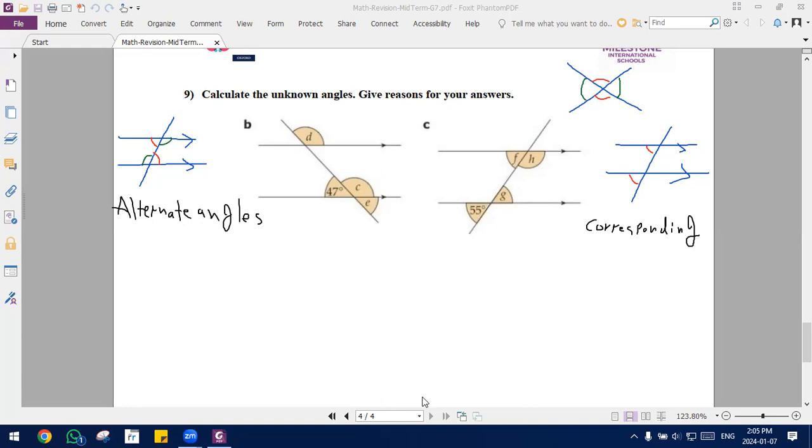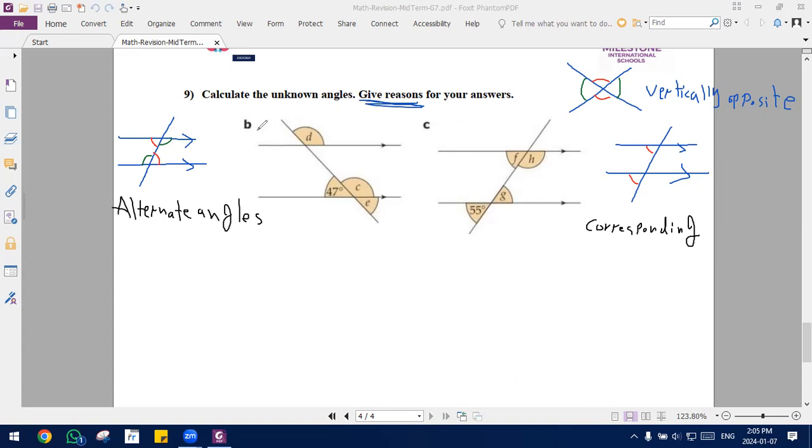Okay, how do we explain it? What's the reason we say that they are vertically opposite? So, is it important to know these names? Yes. Why? Because the question says give reasons. So I'll be using alternate angles, corresponding angles, and vertically opposite.